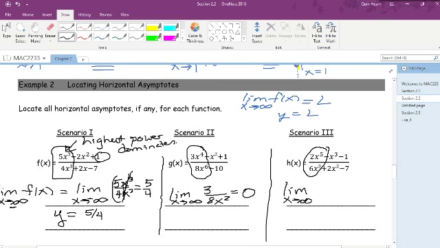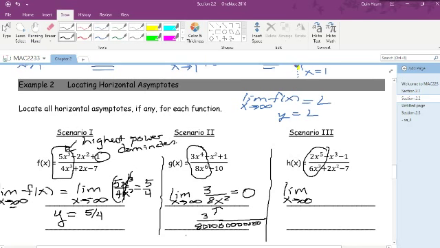How did I get 0 was the question. Okay, so going back to scenario 2, how I got 0 is I could make a table of values, but I'm not going to. If you were to plug in larger and larger x values, the 3 stays small, but then the denominator is going to get to be really, really big. The larger the x value, the bigger the denominator, and so you get a tiny little fraction very close to 0.